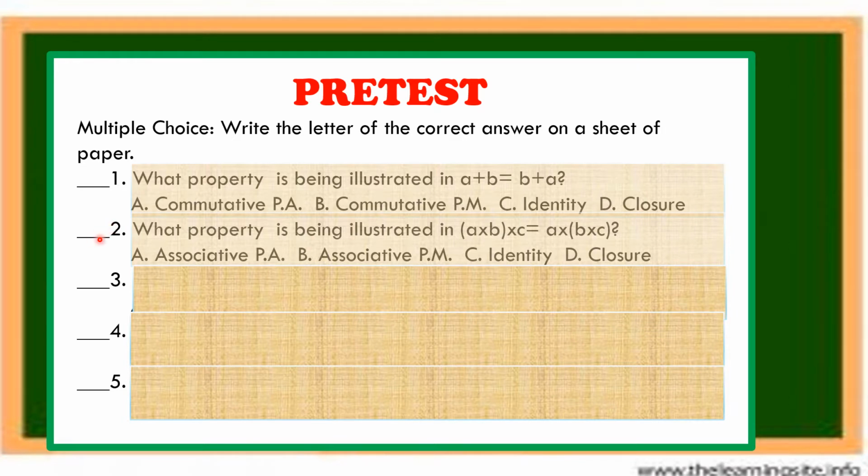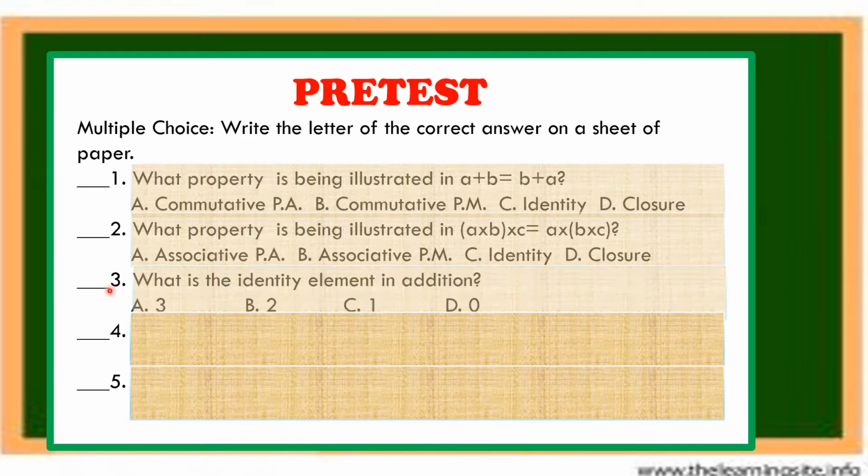Number 2, what property is being illustrated in the quantity of A times B close quantity times C equals A times the quantity of B times C close quantity? Letter A, associative property of addition. Letter B, associative property of multiplication. Letter C, identity property. Letter D, closure property.